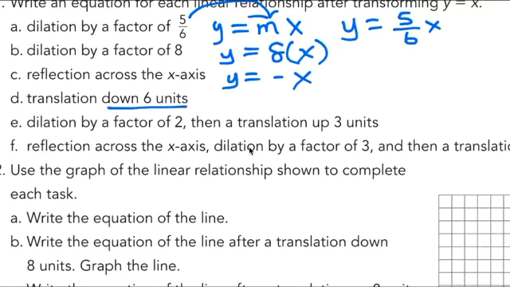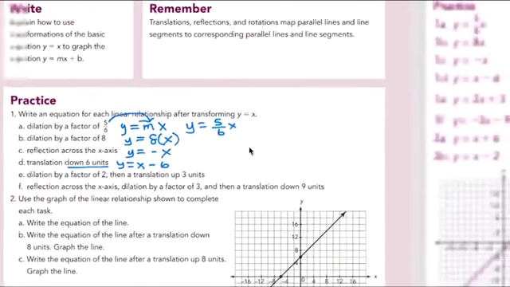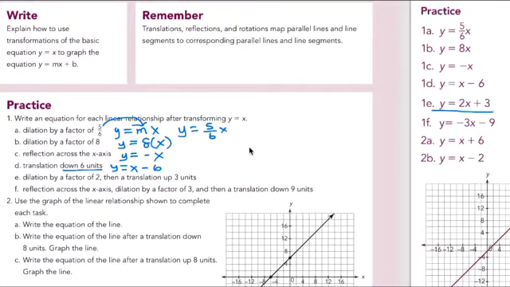6 down. Okay, so here's where you start out and move it 6 down, so you minus 6 wherever you're at. E, dilation by a factor of 2. Okay, then a translation of 3 up, so makes sense. Factor of 2 and then 3 up. Add the 3 right here, right?